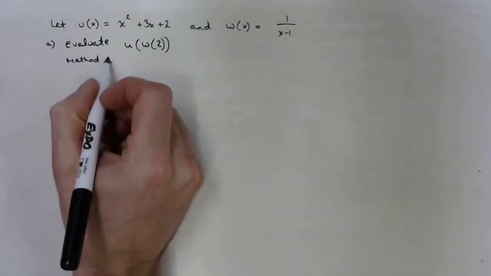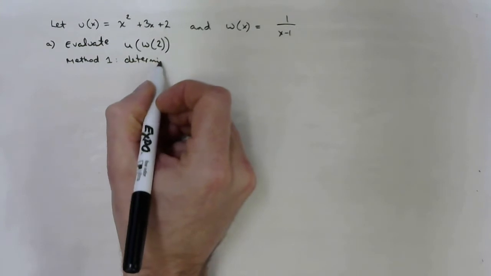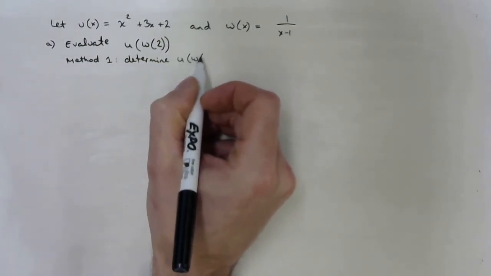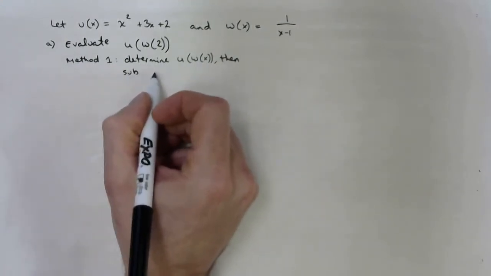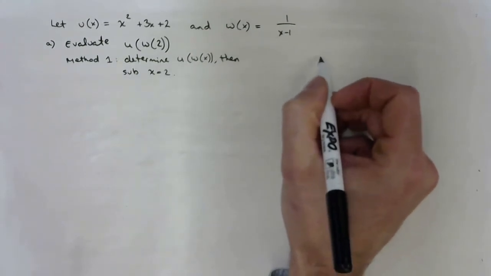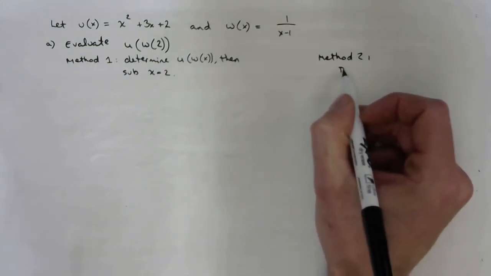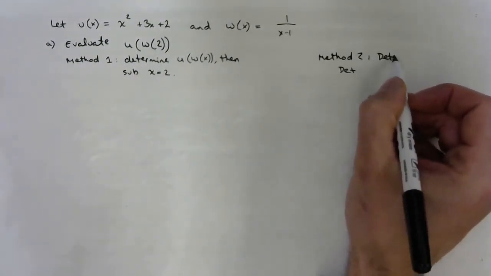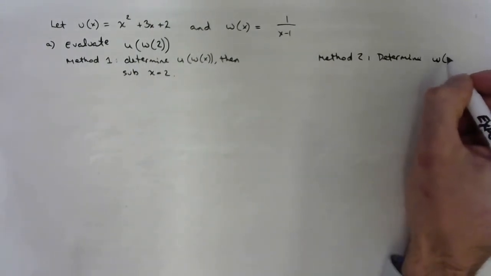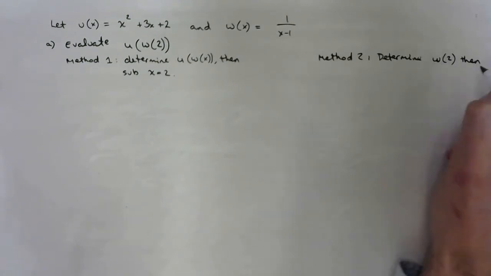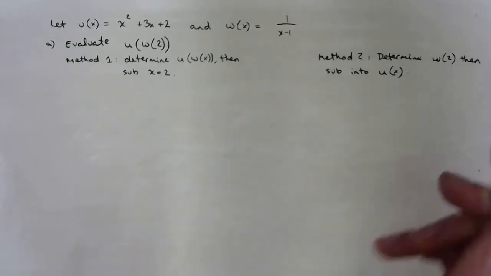But we have method 1, which is determine u of w of x, then sub x equals 2. Method 2, determine w of 2, then sub into u of x.